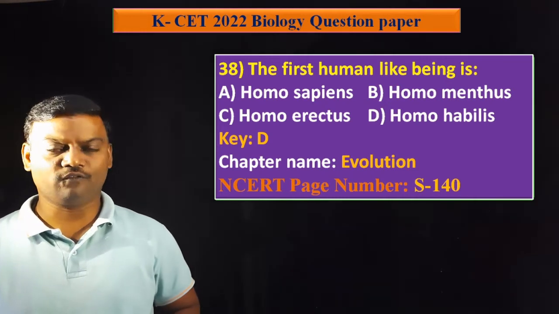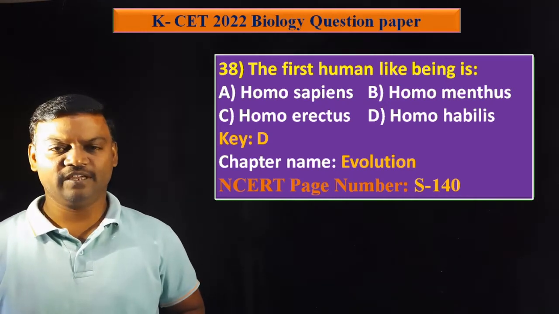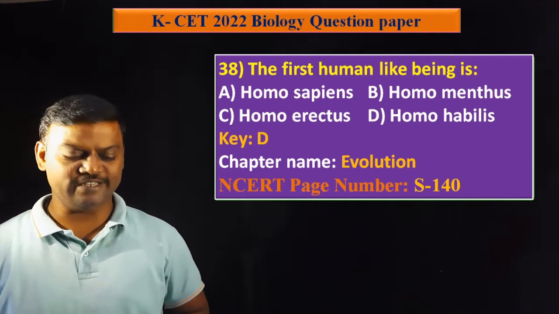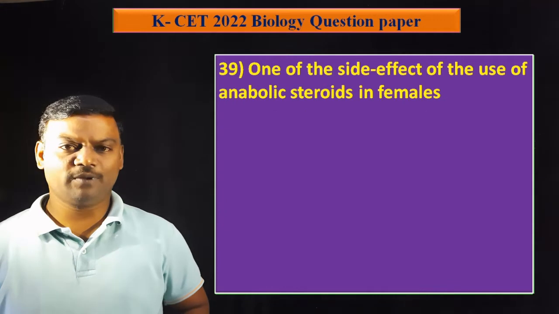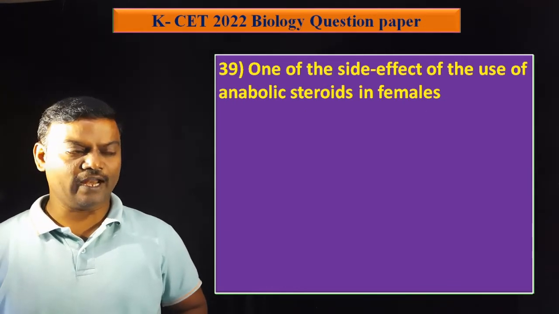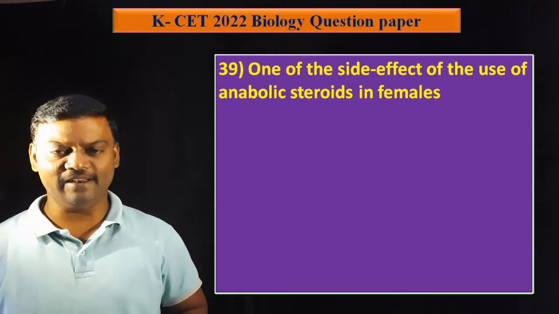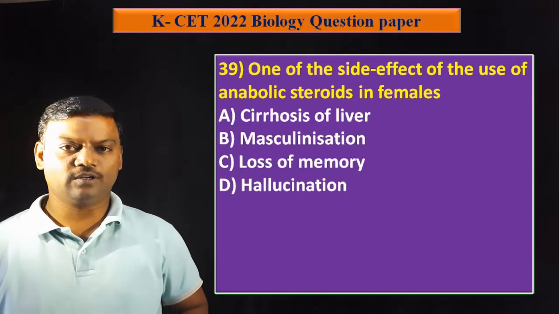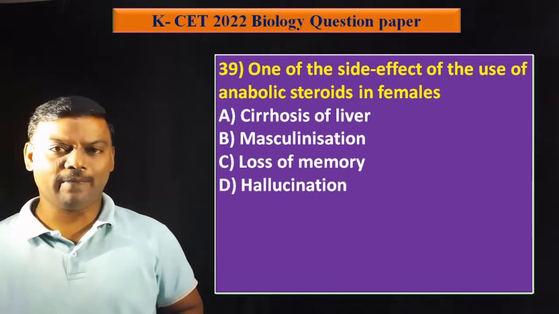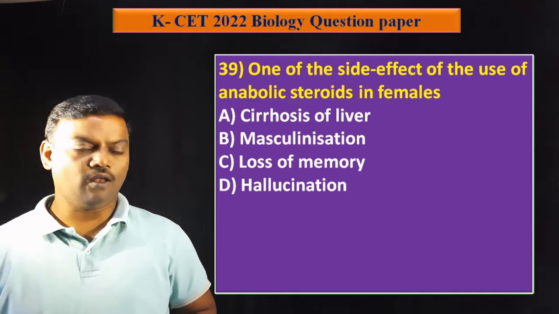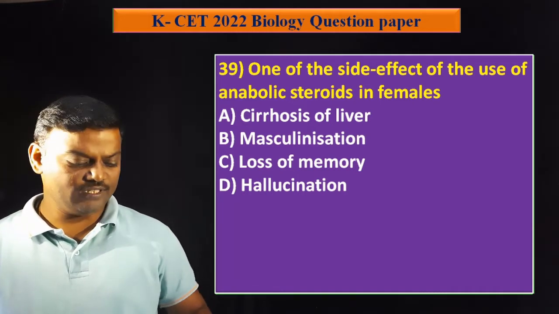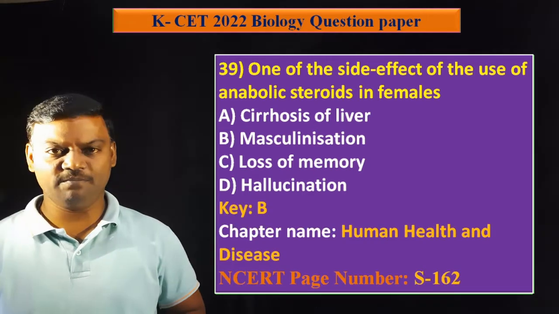Homo habilis are the first human-like being. It is a question from Evolution, NCERT page number 140. Question number 39. So one of the side effects of the using of anabolic steroids in females. Option A, cirrhosis of liver. Option B, masculinization. Option C, loss of memory. Option D, hallucination. In this, the correct answer is option B.